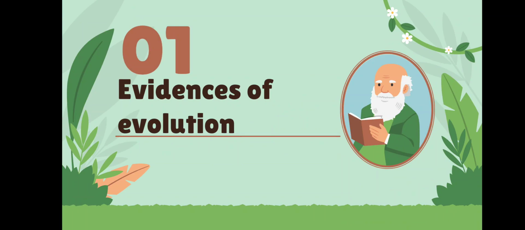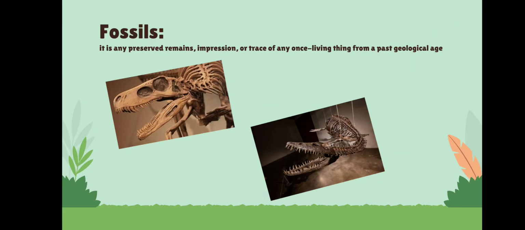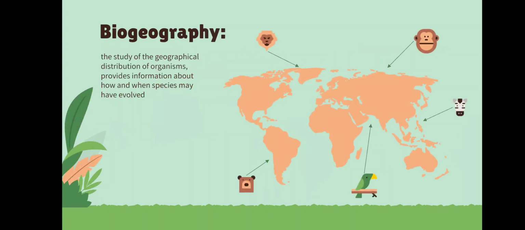Evidences of evolution. Fossils. It's any preserved remains, impression, or trace of any once living thing from a past geological age. Biogeography. The study of geographical distributions of organisms provides information about how and when species may have evolved.